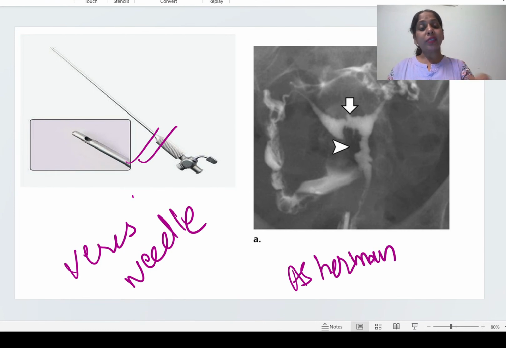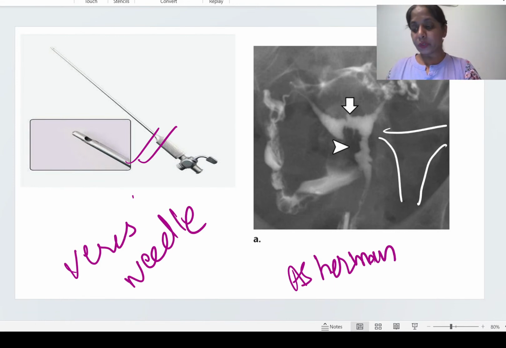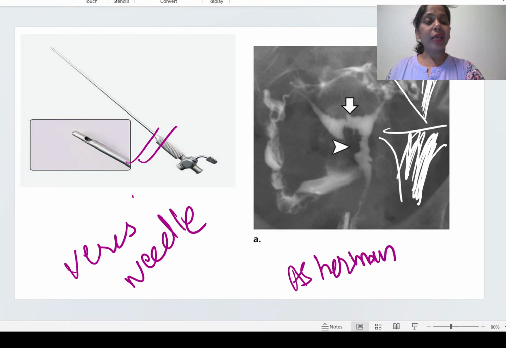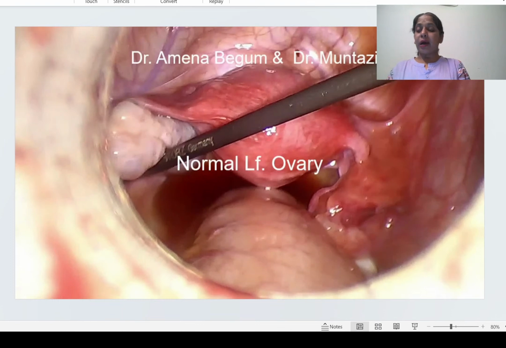That is why, how is the uterus cavity? You will tell me how is the uterus cavity. Uterus cavity is like this, triangular. The whole white radio-opaque dye comes in. If anywhere in between there is a gap, it means it is Asherman syndrome. So if there is a gap, it means there are adhesions.